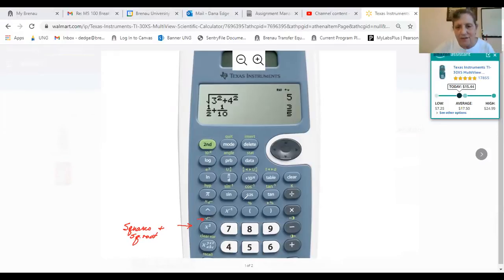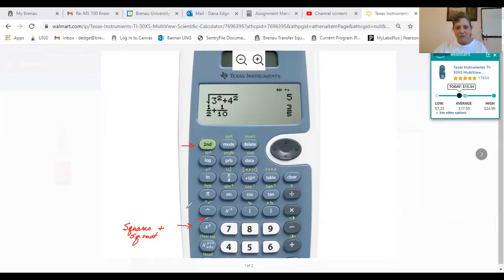To do any of these second functions, the second key operates just like a shift key on your keyboard. So if you need to do the thing that's written above the key, you first hit the second button and then that key. So the inverse of x squared is square root, and they tend to put inverses together. So one of them squares and one of them unsquares.